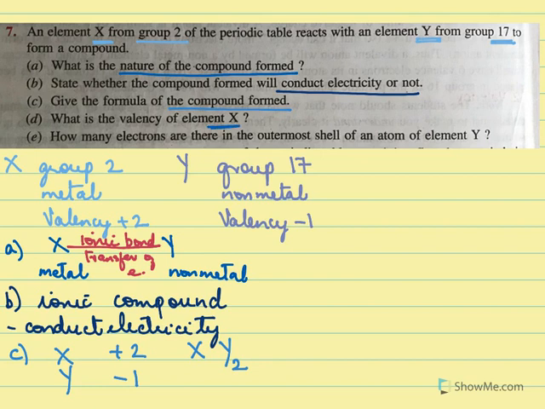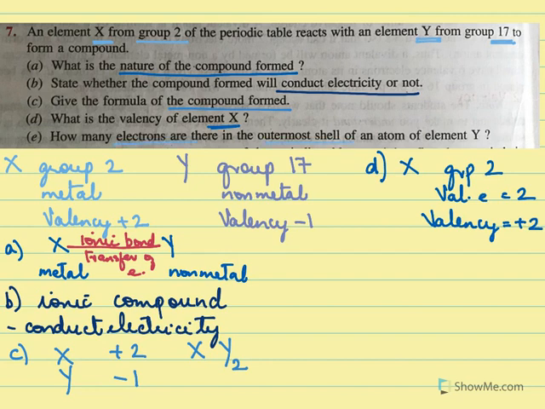What is the valency of X? This should have been asked in the beginning. We saw that X belongs to group 2. Group 2 means valence electrons 2, and these are metals, valency equal to +2.